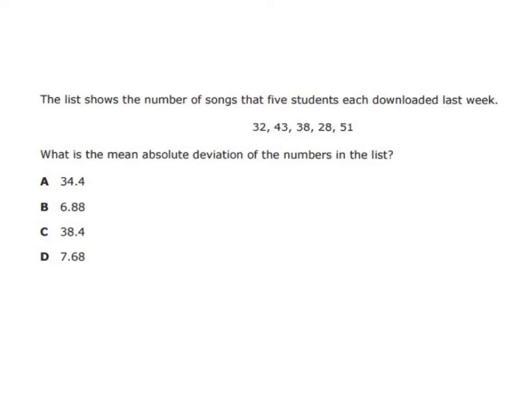Okay, so here's question 1. If you answered it wrong, I'm going to do it correctly, so try to figure out where you went wrong. We have a list of 5 numbers that represent 5 students and however many songs they downloaded last week. And we want the mean absolute deviation.